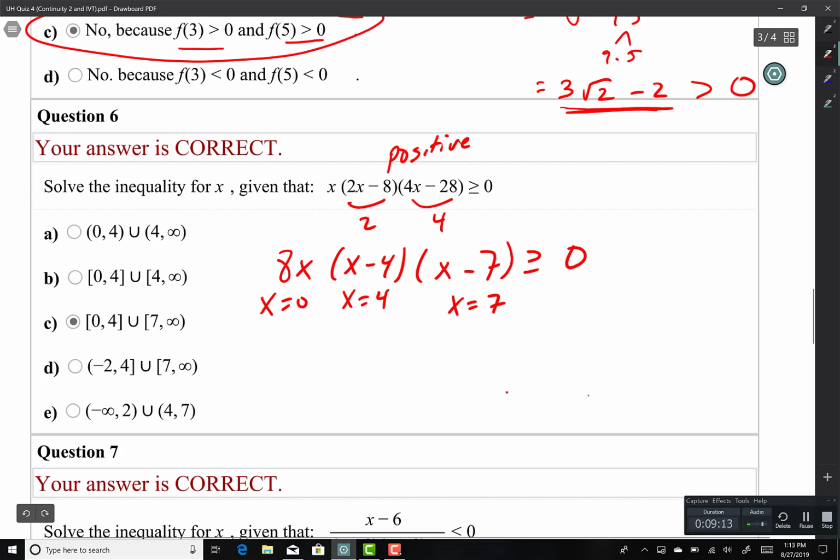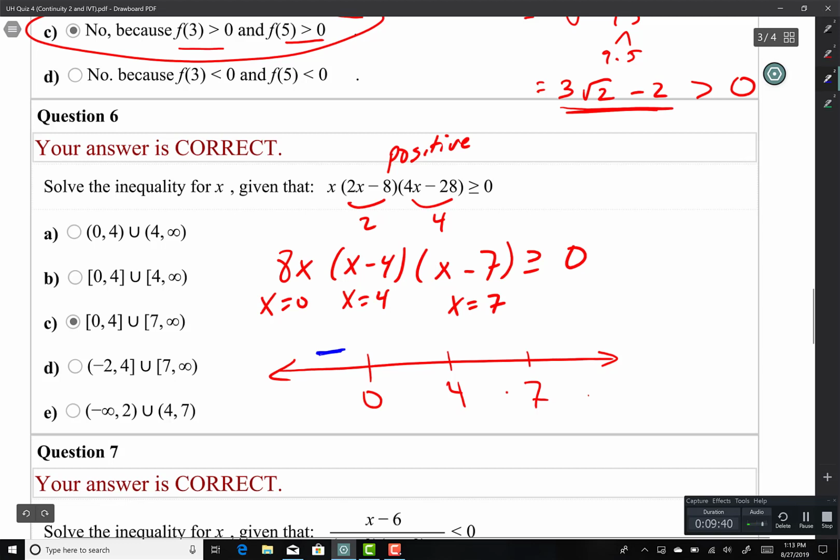So there it is. So I do something called a sign chart, which I teach to many of my students. So I'm going to put 0, 4, 7. And all I'm doing is checking whether it's positive or negative. So I'm going to substitute directly some number here. So a number to the left of 0, like negative 1. 8 times negative 1 is negative. Negative 1 minus 4 is another negative. Negative 1 minus 7 is another negative. Negative times a negative times a negative is negative.